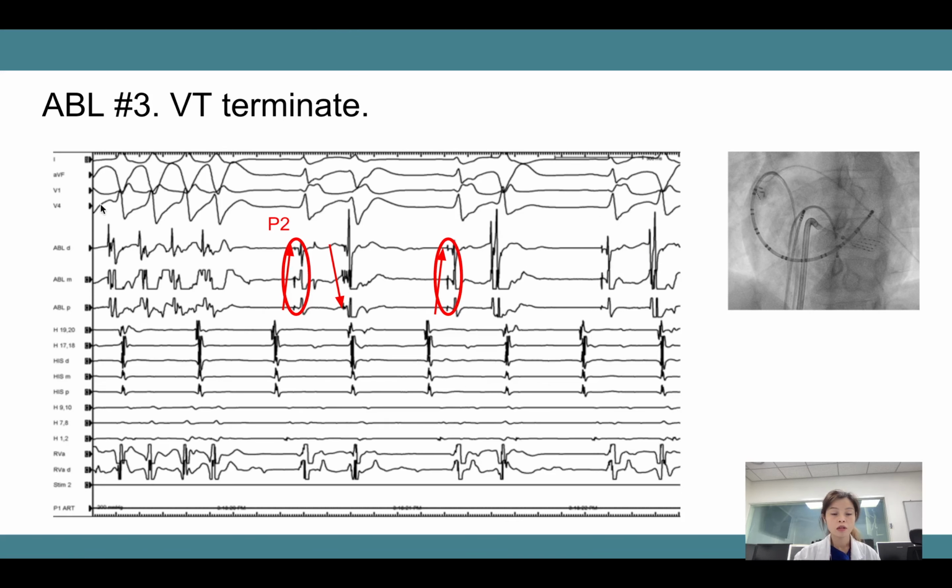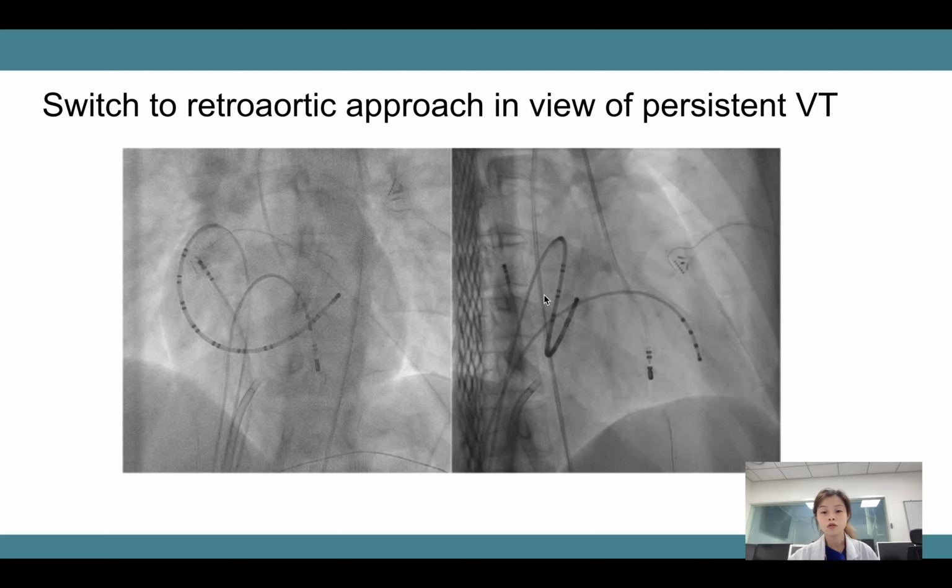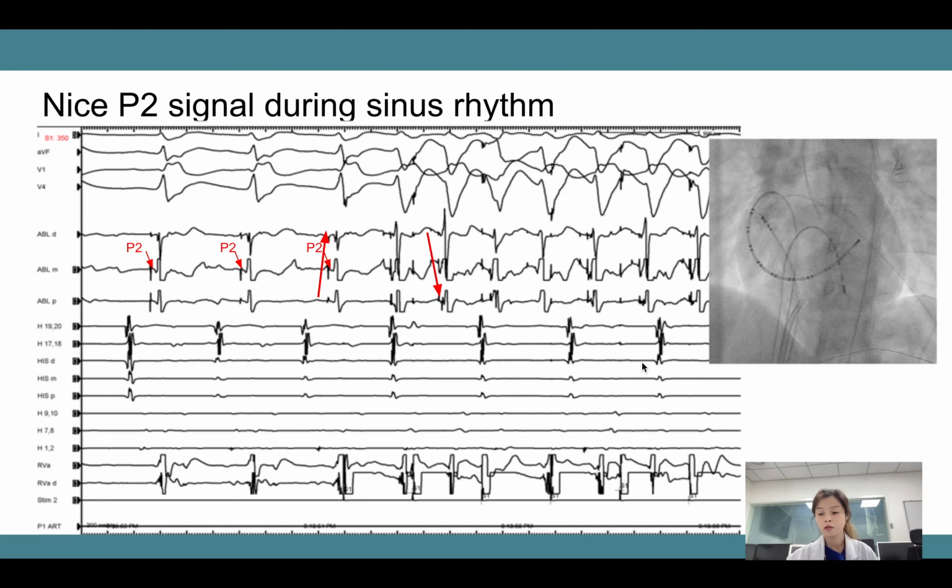During the third ablation targeting the P2 potential, the ventricular tachycardia is transiently terminated. However, the tachycardia can be easily induced again after the ablation. Since the catheter position is not very stable, we decided to switch to the retroaortic approach. So this is the fluoroscopy showing the ablation catheter via the retroaortic approach.